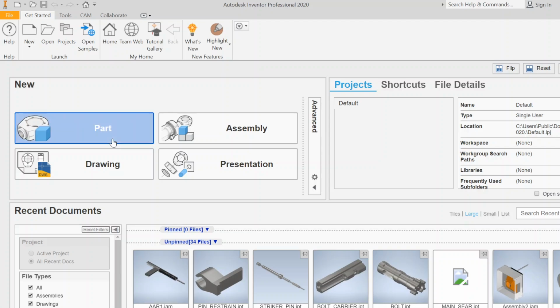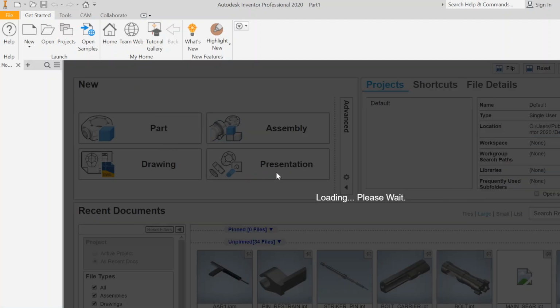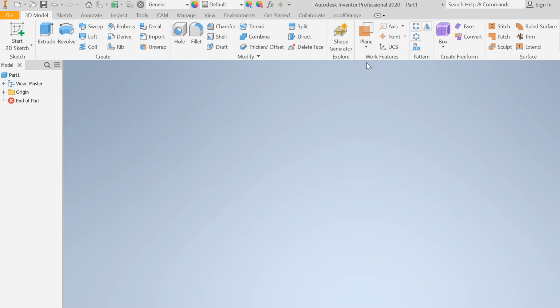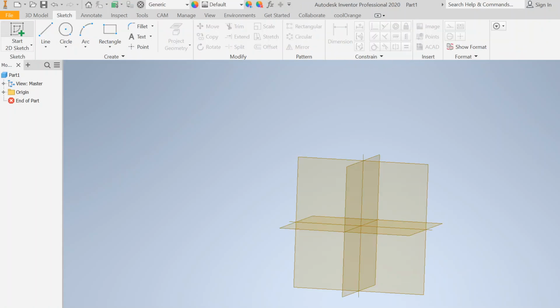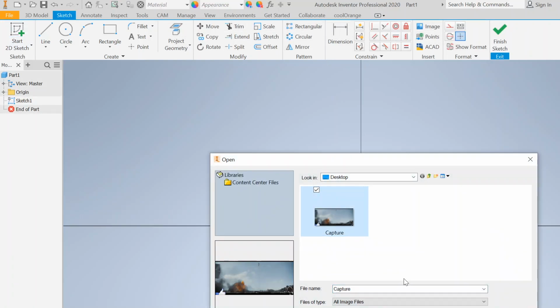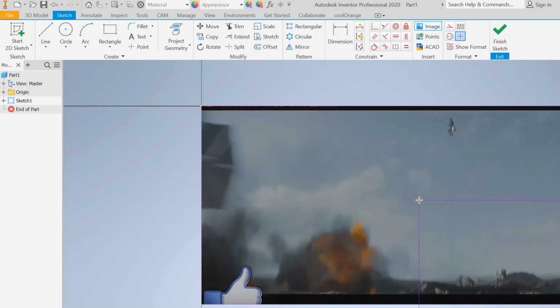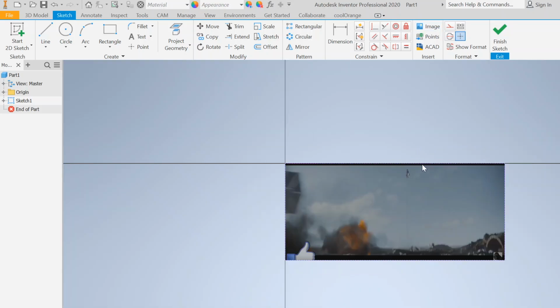I'm going to jump over to Autodesk Inventor. This is a CAD software that allows me to do a lot of stuff in my regular work, but right now I'm just going to be using it to scale the picture, right? So I'm going to open up the snippet. Get this out.